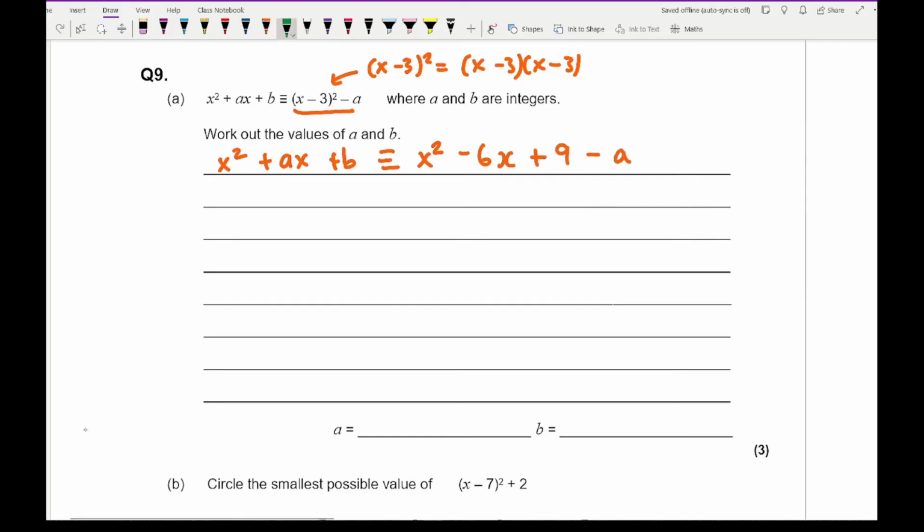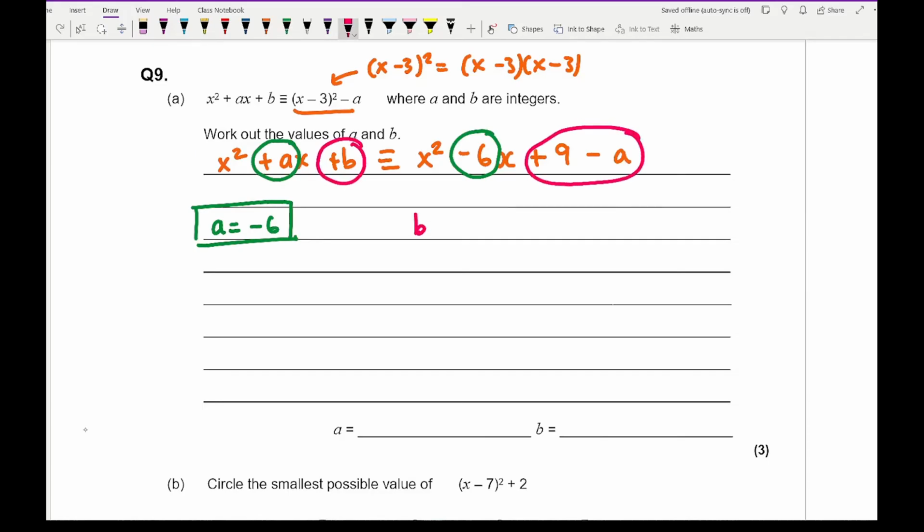Then from this, what we want to do is compare the coefficients. There's no letters in front of the x squared, so that's fine. So here we've got a equals minus 6. No simplifying or solving needed. And then on the left hand side, everything that hasn't got an x, the constants, are these two things here. So b equals 9 minus a. We know that a is minus 6, so b equals 9 minus minus 6. That turns into a plus, so that becomes 15. So a equals minus 6 and b equals 15.